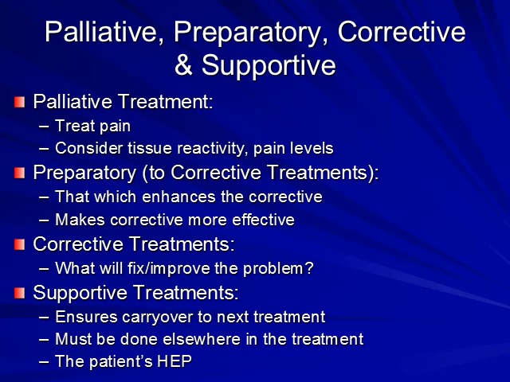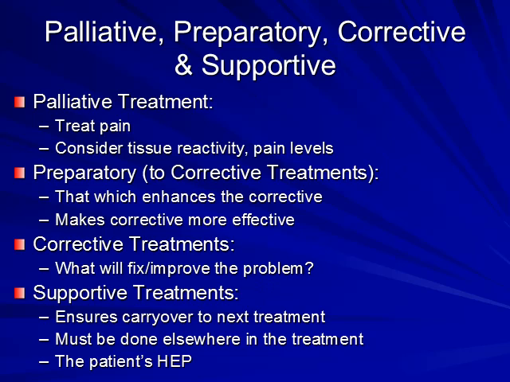When we're talking about treatment interventions, we have 4 categories of treatment intervention. We have palliative, preparatory, corrective, and supportive. The palliative treatment is where we treat the pain. So if the patient has a significant amount of pain, we treat it here under palliative. It's only during pain. And it may be as simple as resting the tissue to get it calmed down, heat, ice, modalities, massage, that sort of thing.